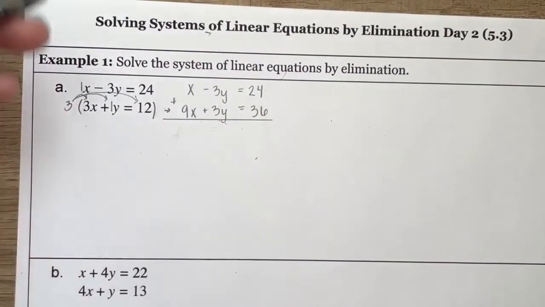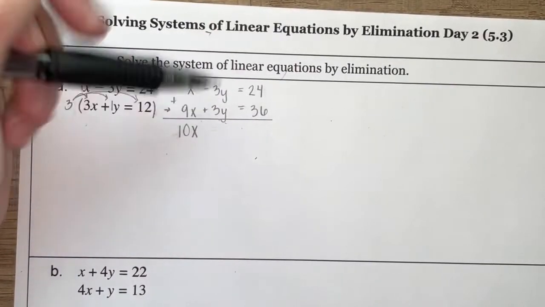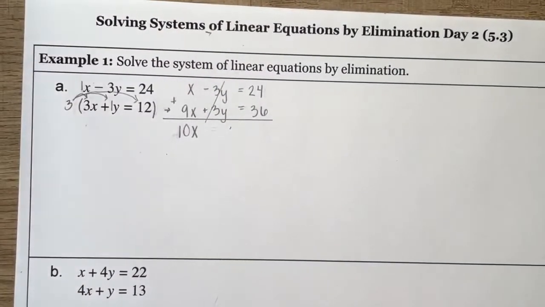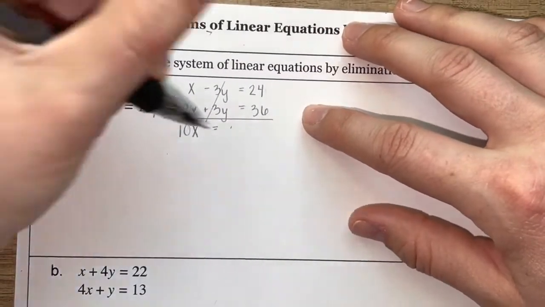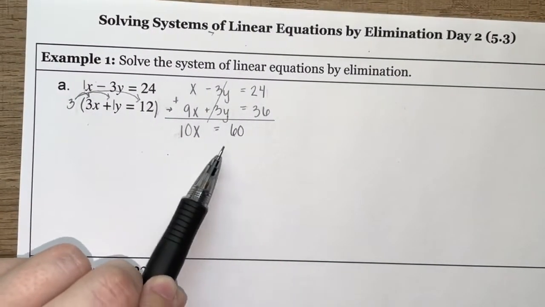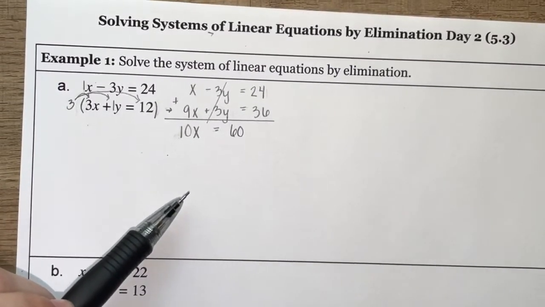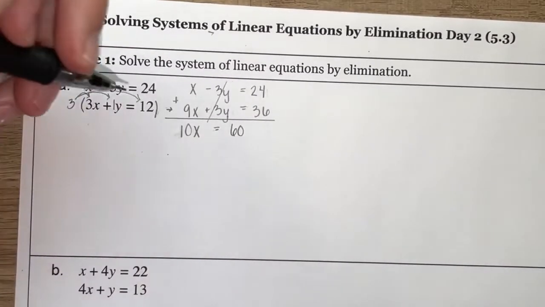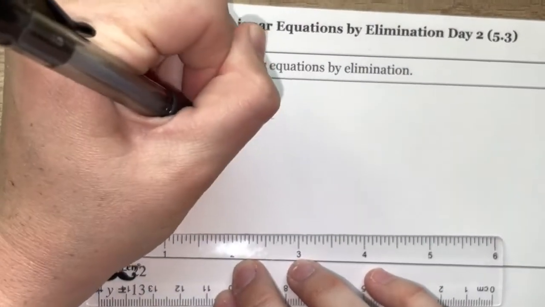So x plus 9x is 10x. Negative 3y plus positive 3y cancels out because negative 3 plus positive 3 is 0. And then bring down the equal sign. 24 plus 36 is 60. So now my equation is 10x equals 60. We eliminated the y variable, so it's no longer there. So if I want to solve for x now, I can do so by canceling out this 10. So this is 10 times x. So to cancel out multiplying by 10, I'm going to have to divide both sides by 10.